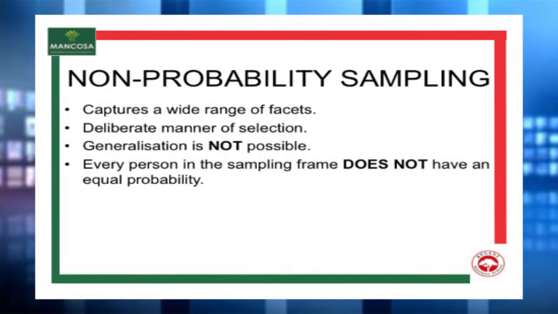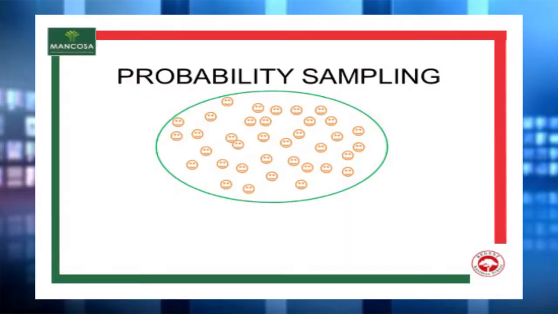Generalization is not possible and therefore should not be an aim of studies that use non-probability sampling techniques. Every person in the sampling frame does not have an equal chance of being selected from the sampling frame. Therefore, if this is your target population, then a probability sampling technique would render a sample which would look like this. Whereas for the same target population, a non-probability sampling technique would render a sample which would look like this.